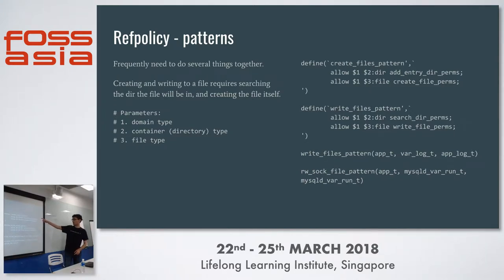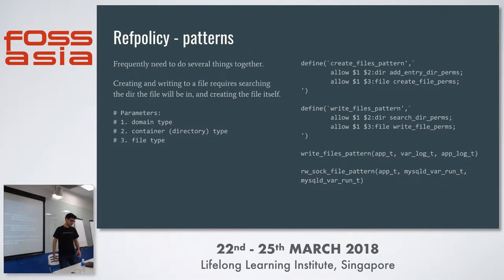So there's create file pattern, which will take three things instead of two. It will take the thing that wants to do it, and then it will take the directory and the file type, because those might be different. You might have a file type like Apache log type, and then it might be in the directory like var log type. So you can't just give access to the entire directory just because you need the file. So it's split up like that.